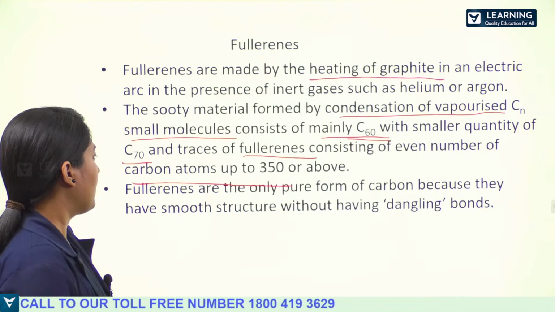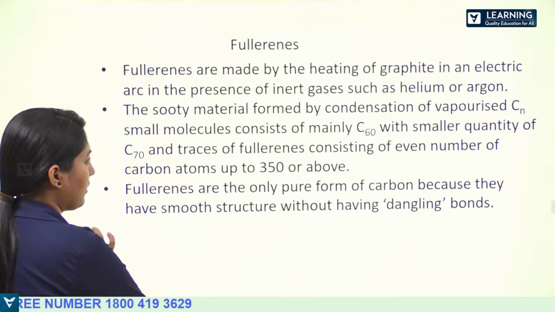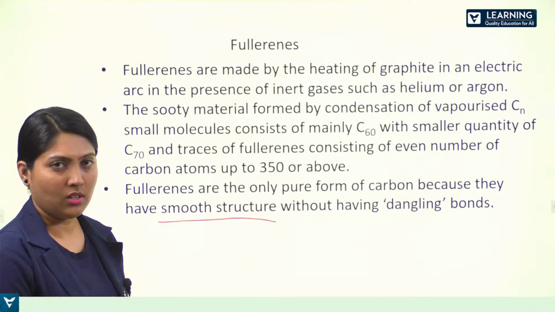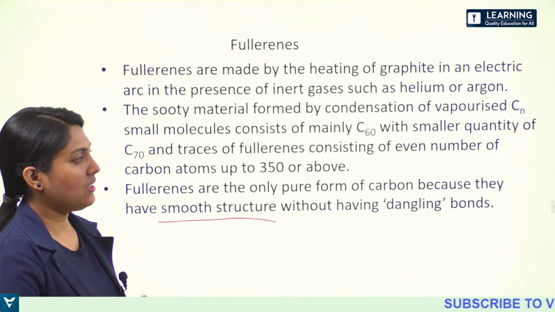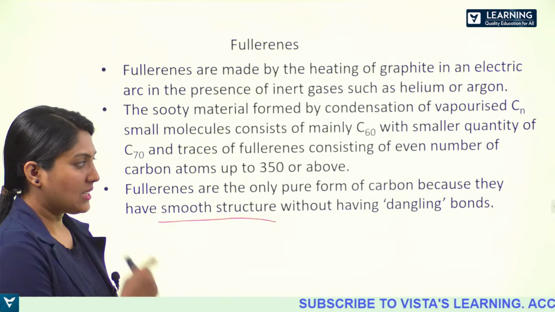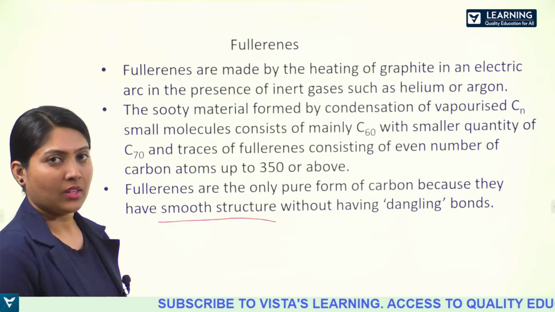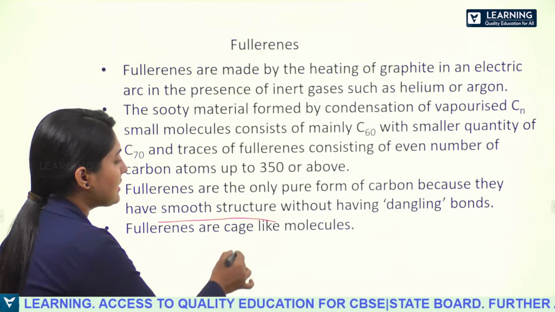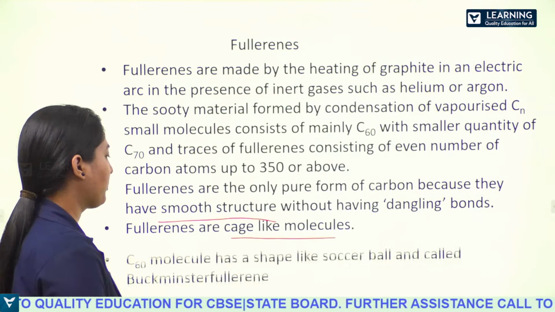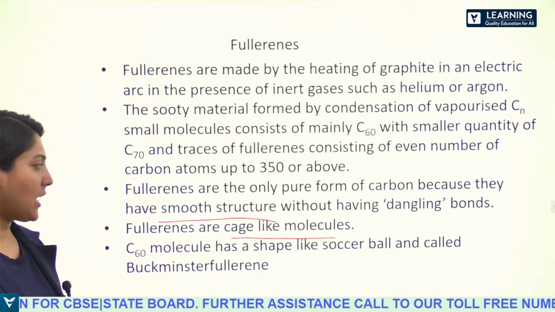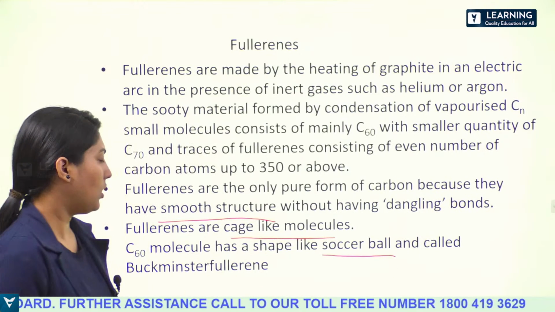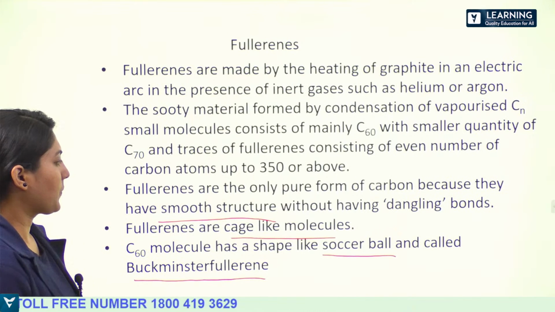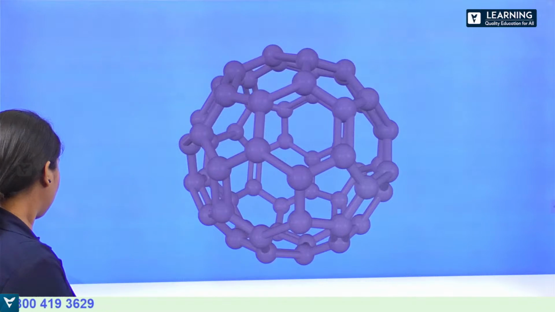Right? Fullerenes are a pure form of carbon because they have a smooth structure without dangling bonds. Without dangling bonds, it will be formed with the carbon atoms, so it will be a smooth structure. Fullerenes are cage-like molecules. It will be like a football. The C60 molecule has a shape like a soccer ball, which is also called Buckminsterfullerene. So this is the fullerene structure.